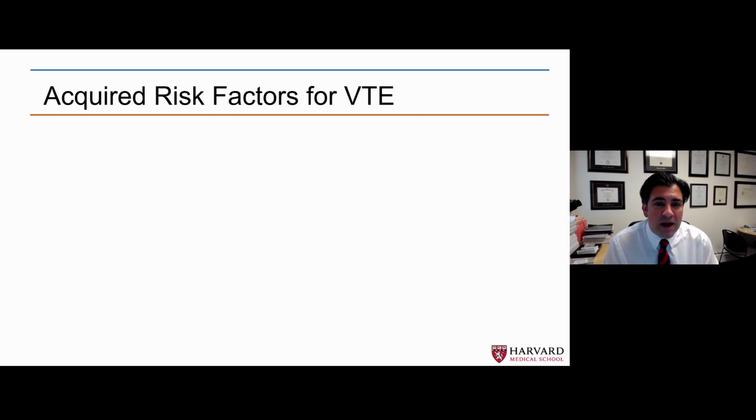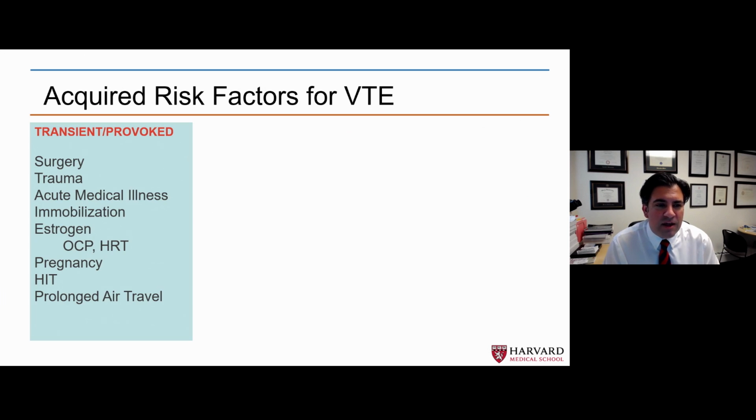When we talk about the acquired risk factors for VTE, you can divide them into a couple of categories. The ones that are easy to think about are the transient provoked major risk factors, such as surgery, trauma, acute medical illness, hospitalization that leads to immobilization, use of estrogen, either in oral contraceptives or hormone replacement therapy. Pregnancy is a well-known acquired risk factor for VTE. Heparin-induced thrombocytopenia, and prolonged air travel can contribute, but it doesn't have the same degree of risk as many of the others on this list.